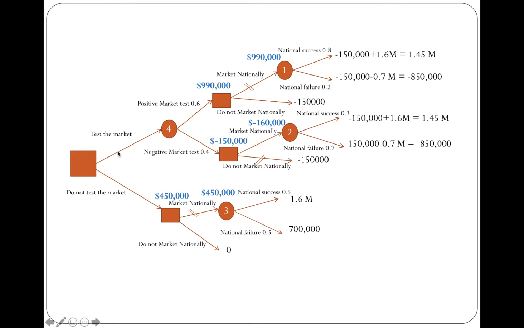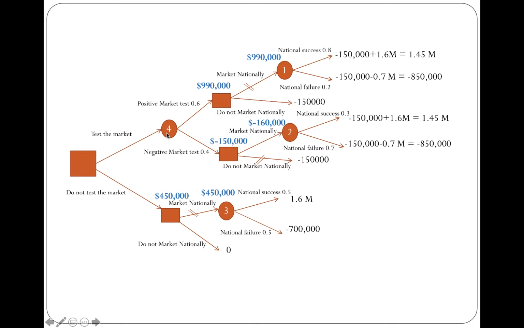So we are going to continue with our backward calculations of cost. The next thing is to find the value of this decision and this decision. We know the value of not testing the market is $450,000, but what is the value of testing the market? For that, we have to calculate the value of this event node.